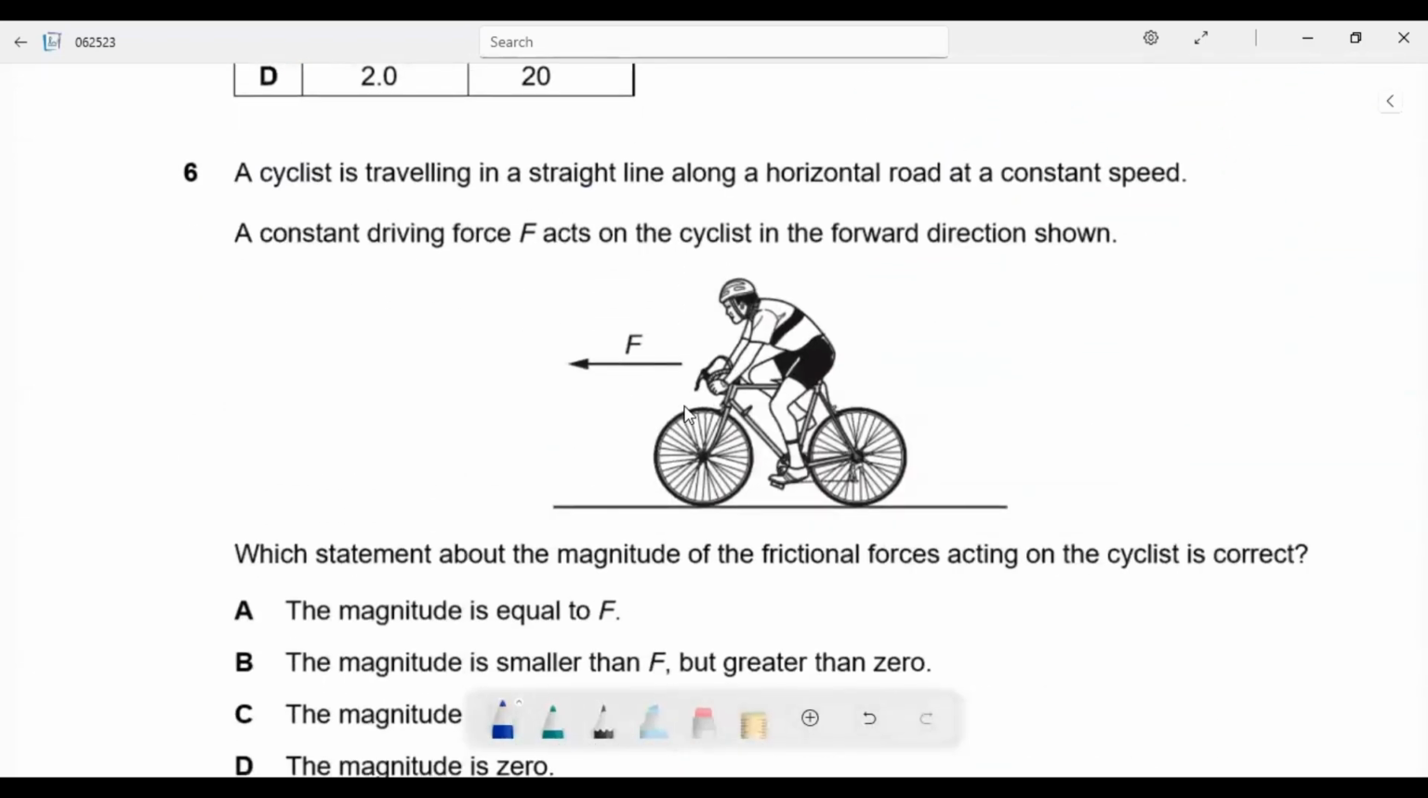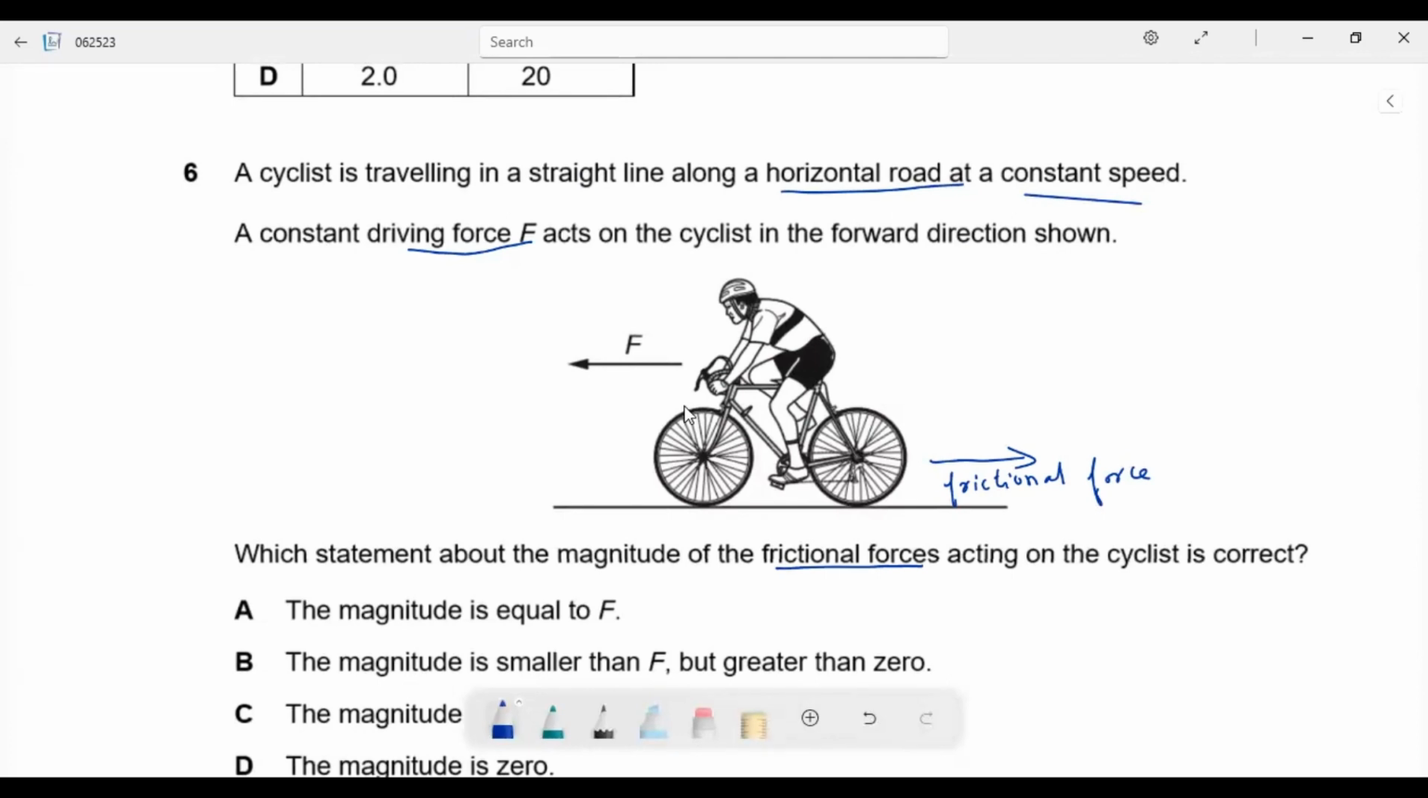A cyclist is traveling in a straight line along a horizontal road at constant speed. A constant driving force F acts on the cyclist in the forward direction. So this is F and the frictional force will be just opposite of this one. Which statement about the magnitude of the frictional force acting on the cyclist is correct?